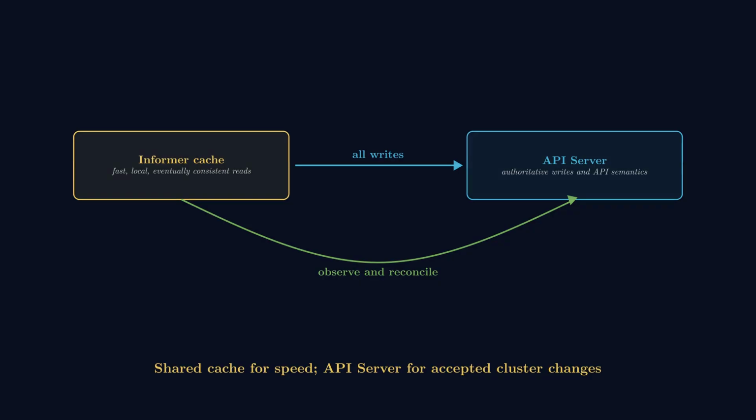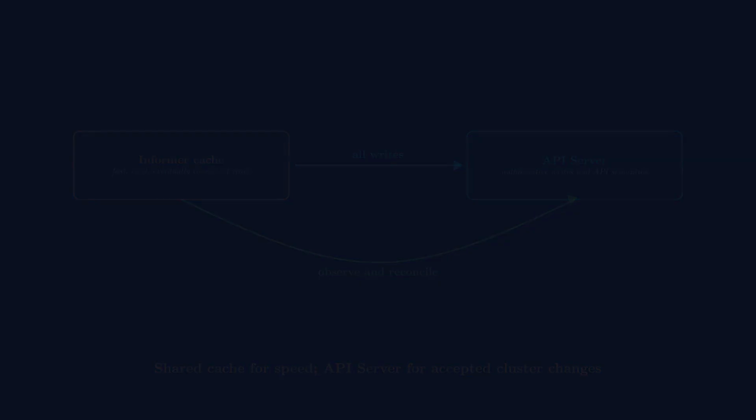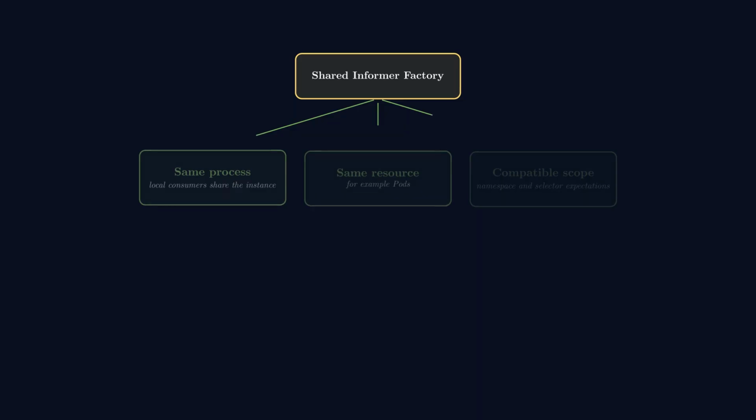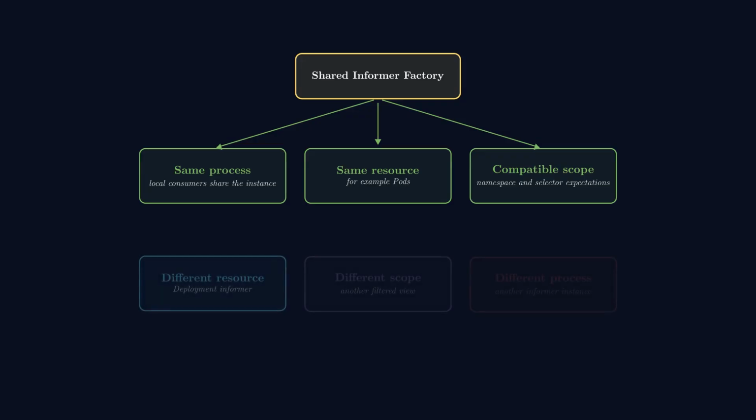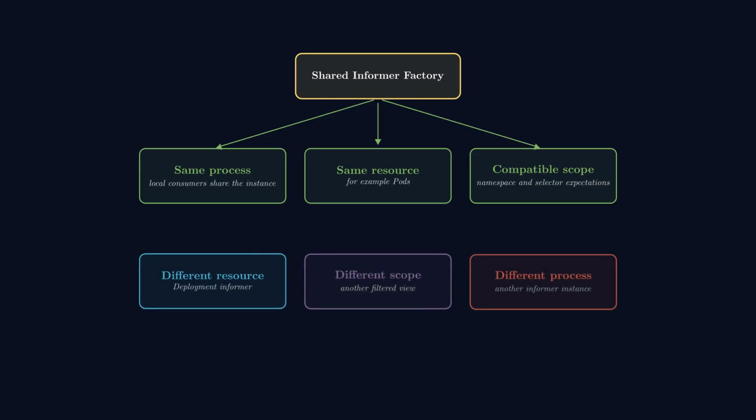A shared informer is not shared across the entire Kubernetes cluster. It is shared only by control loops running inside the same process and watching the same type of resource in the same scope. For example, pod watchers can share one pod informer, but deployments need a separate informer. And if the controllers run in different processes, each process creates and maintains its own informer.